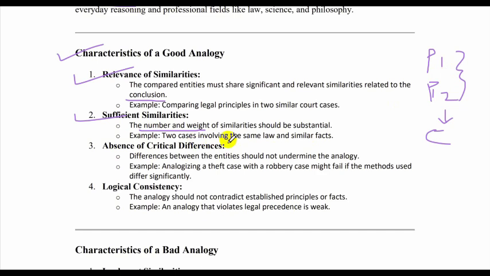Example, two cases involving the same law and similar facts. When we have two cases and the laws applied in these cases and the facts are very similar, then the most probable chance is that the judgment will be similar in our case also. Absence of critical differences. Differences between the entities should not undermine the analogy.